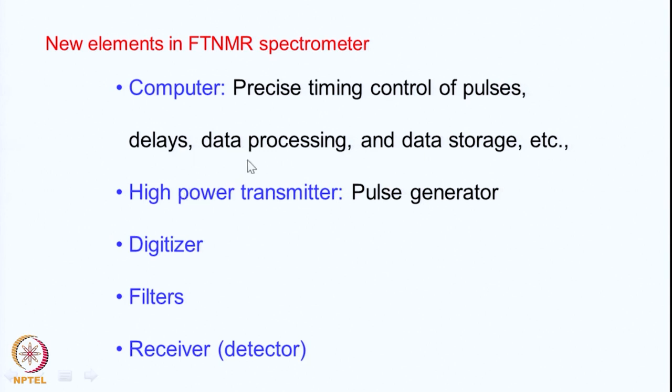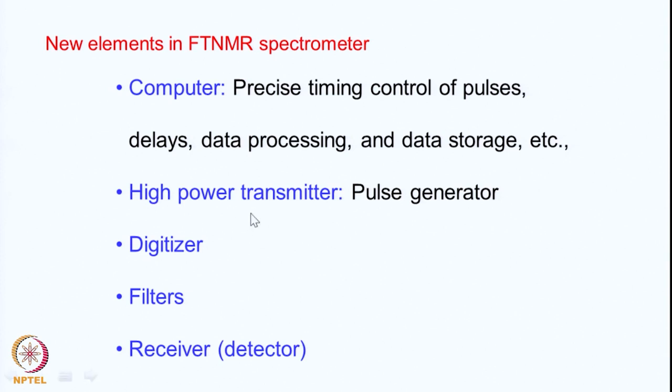Now if I want to collect the data, I apply an RF pulse so that I excite all the spins at the same time. You remember we have to apply a high power transmitter. Why do we need high power? This is because our gamma H1, which is our effective field, has to be much larger than all the frequencies in the rotating frame.